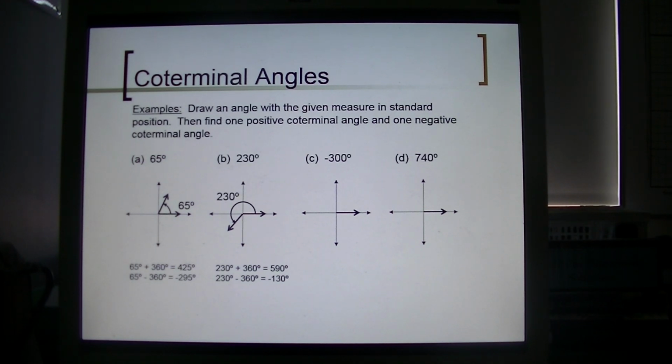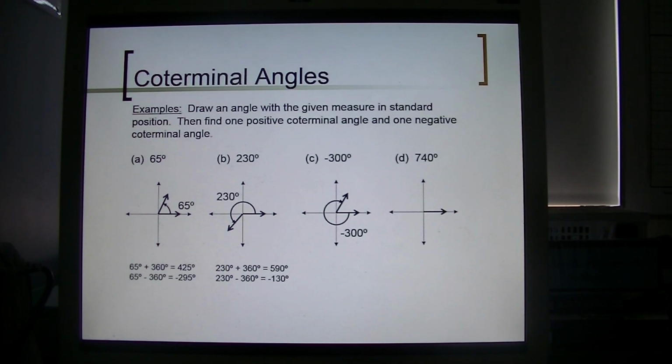Leah, what quadrant did you get for C? 4. I don't agree. It would be if it was 300 degrees. Round 1. Oh, okay, 1. Quadrant 1. So we're dealing with negative 300 degrees. We're going to spin the other way, and we're going to end in quadrant 1.